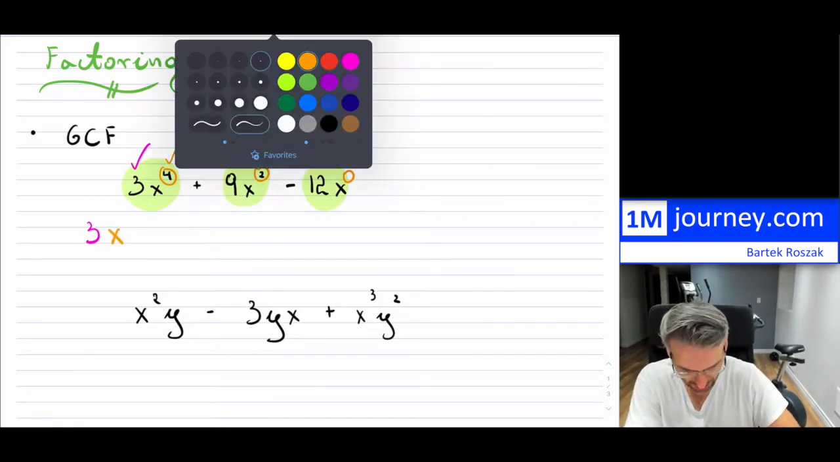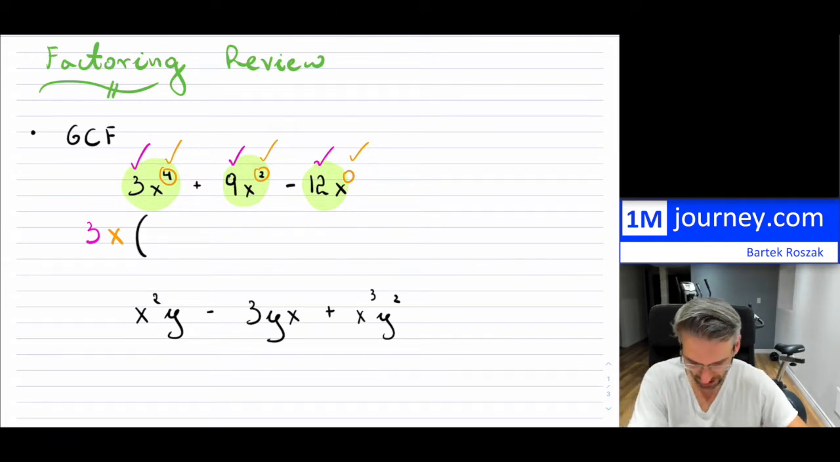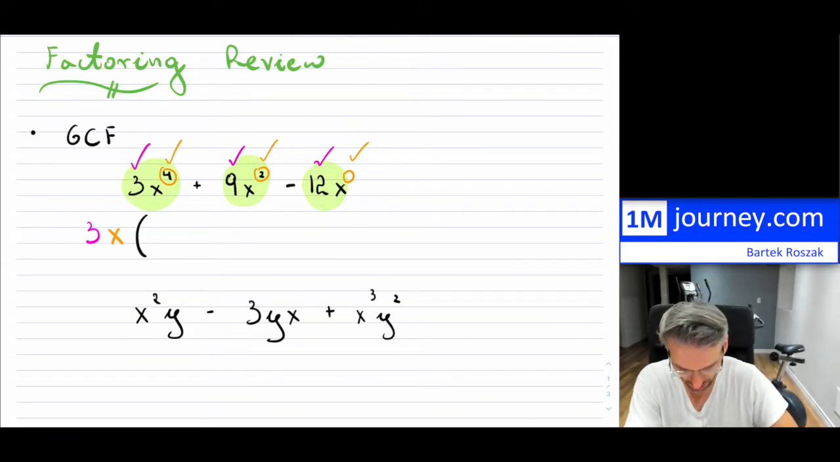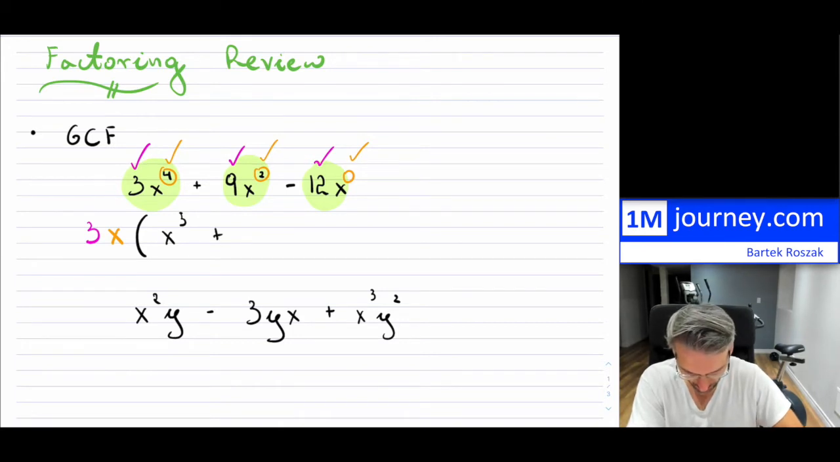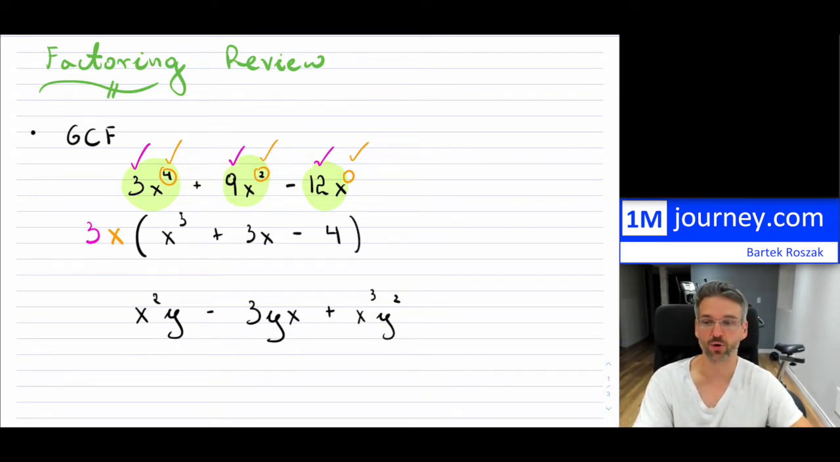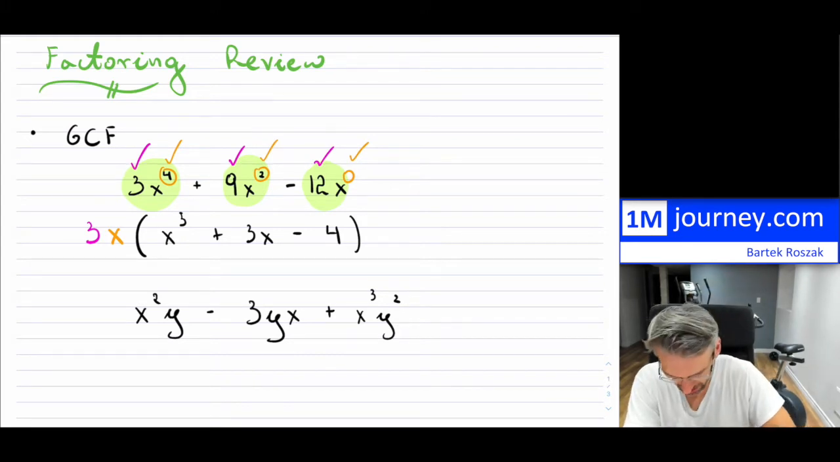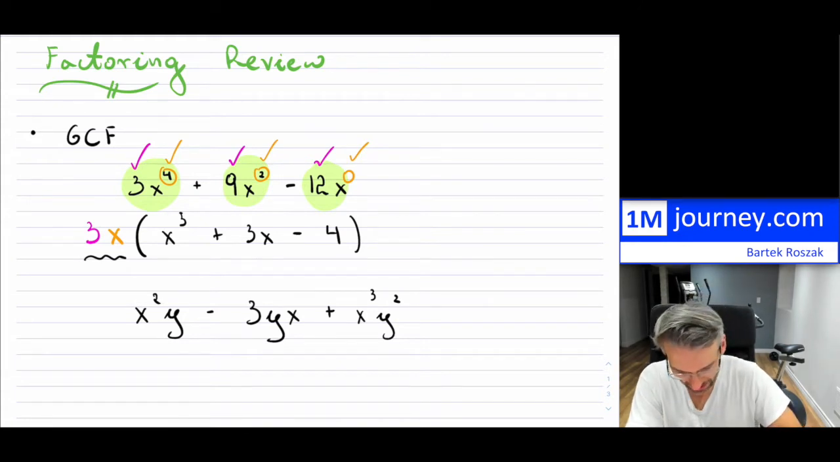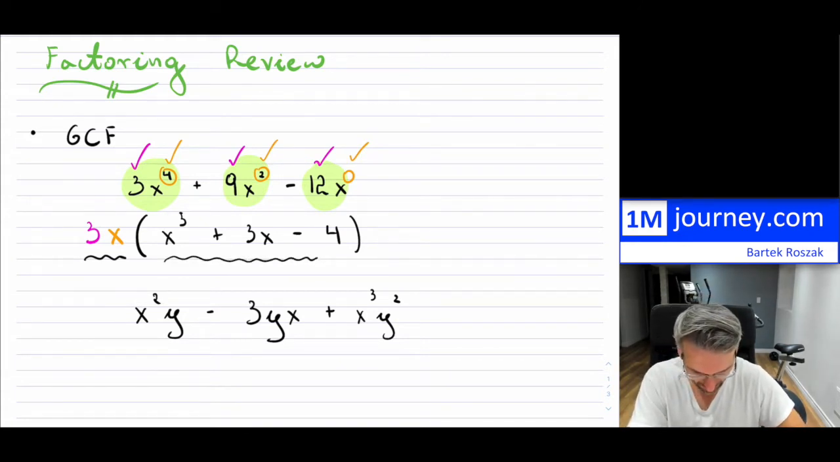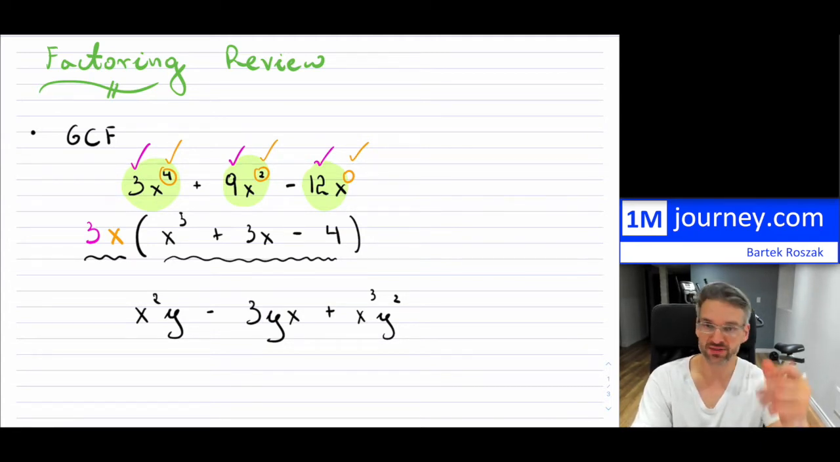Now the question is, if that is my greatest common factor, what is remaining? In my first term, all I'm going to have left is x cubed. In my second term, I have a 3 left, and then I have an x left. And in my last one, all I'm going to have left is the 4. Now this becomes your greatest common factor, and you've basically factored this out. Now we can see whether we can maneuver anything within here to factor it in any other way, but that's for another step.